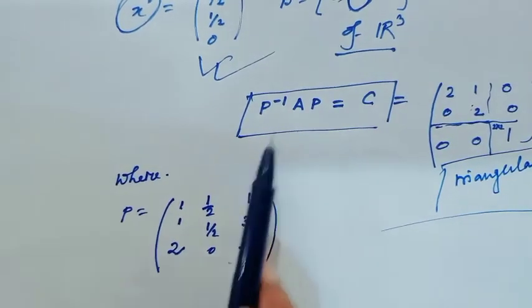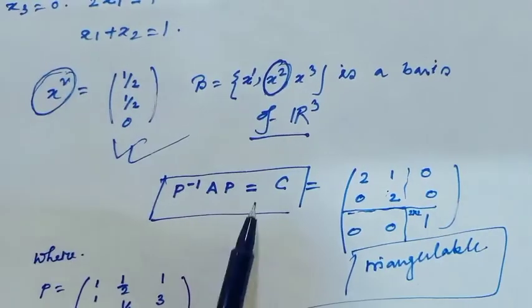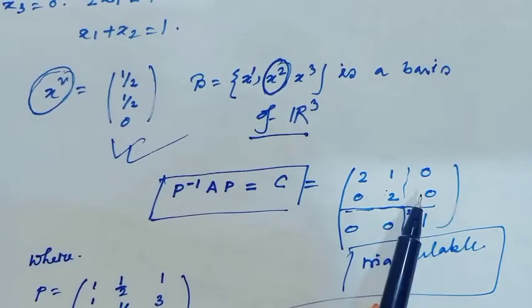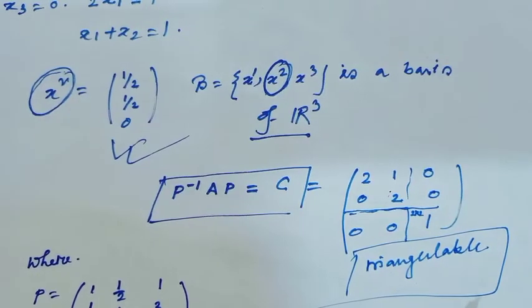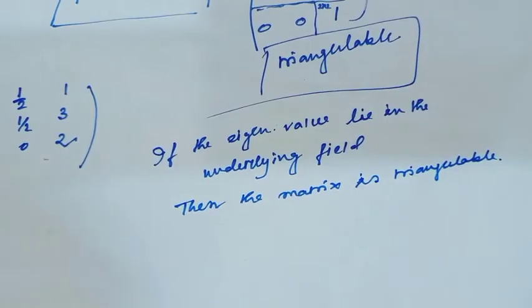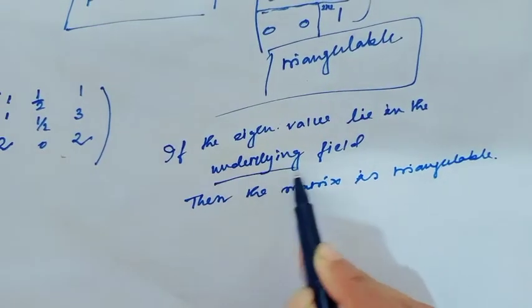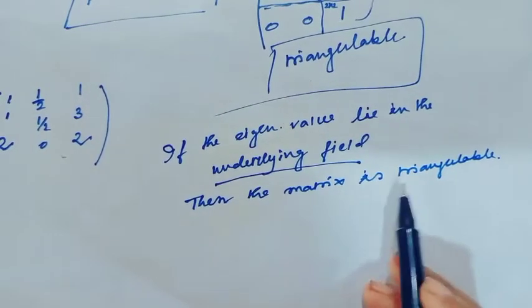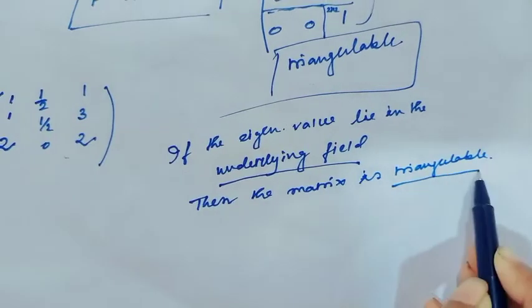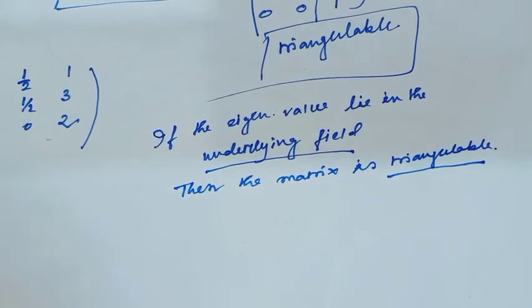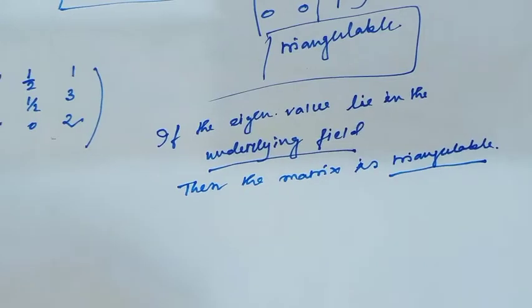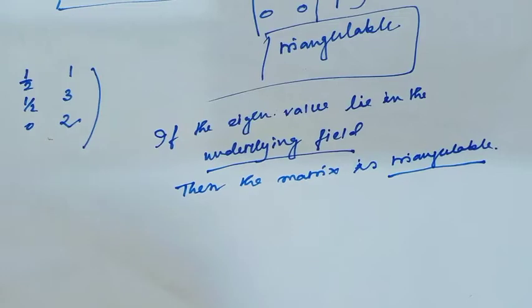And this P inverse AP is similar to this matrix, which is actually a triangulable matrix. That means if the eigenvalues lie in the underlying field, then the matrix would always be triangulable. In particular, if the underlying field is algebraically closed, then any operator would always be triangulable. I hope all my viewers have understood what a triangulable matrix is.